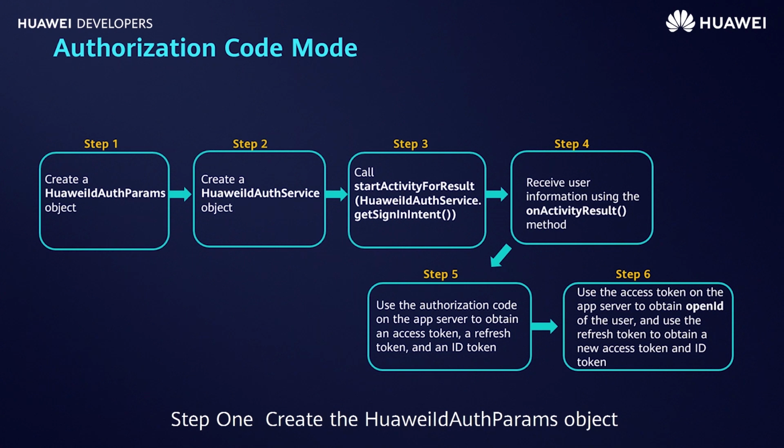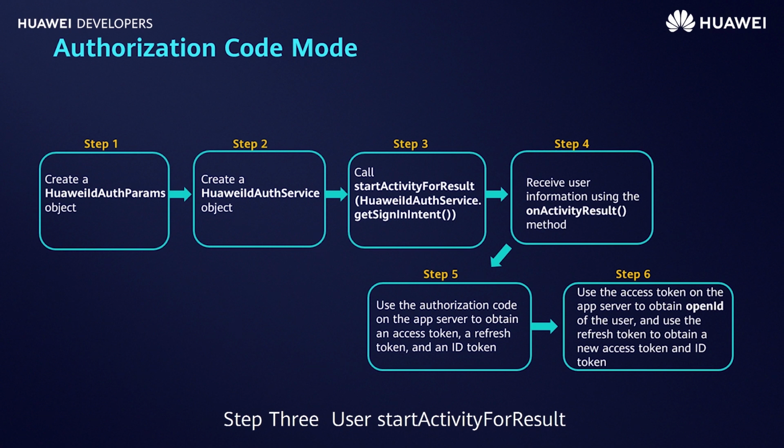Step 1. Create the Huawei ID auth params object. Step 2. Create the Huawei ID auth service object. Step 3. Users start activity for result to pull up the user authorization page. Step 4. Get the information we need in the onActivityResult method.